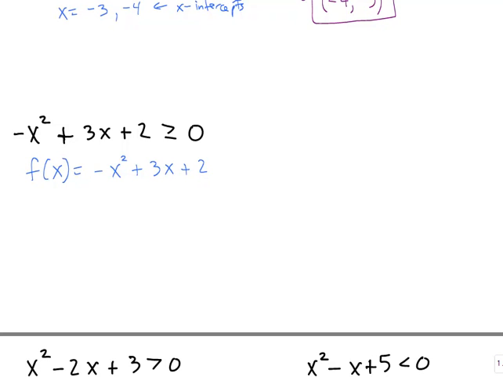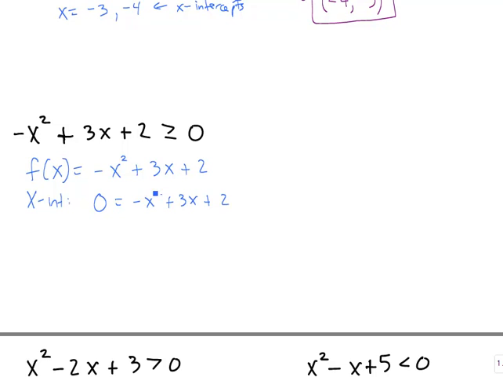Once we have our function, remember we're trying to make a rough sketch of this, and we're going to do our sketch using the x-intercepts. So the next thing we want to locate are those x-intercepts. So we're going to replace this f of x with a 0 and try and solve this equation.